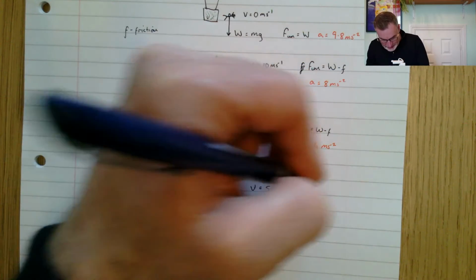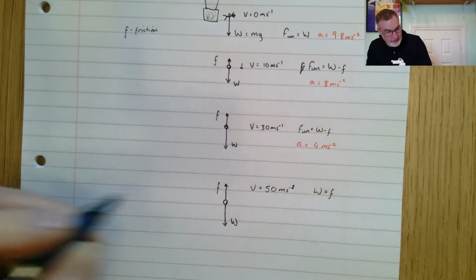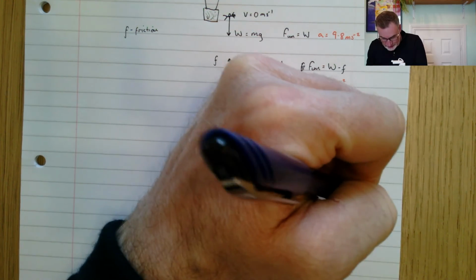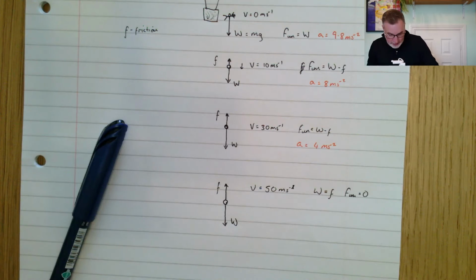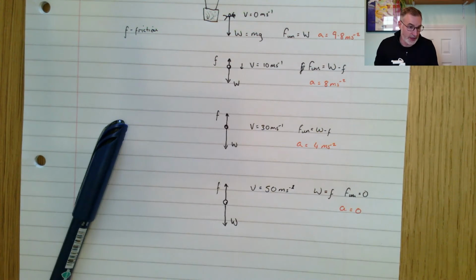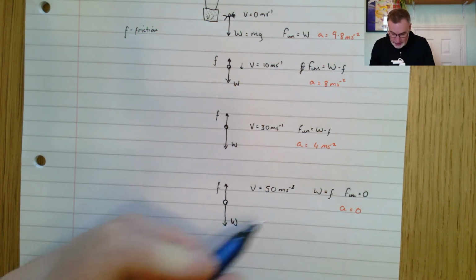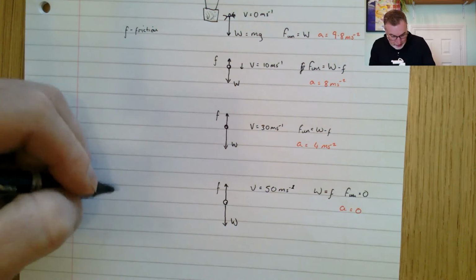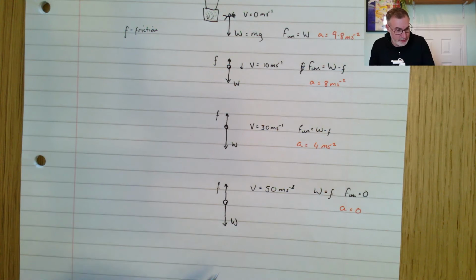So what we have is weight at this point is equal to friction, and so F un is going to be equal to 0. Consequently, your acceleration is going to be equal to 0 as well. And this is what would be defined as terminal velocity. So the object at this point is falling at terminal velocity. Newton's first law will apply. The weight force is balanced by the frictional force.